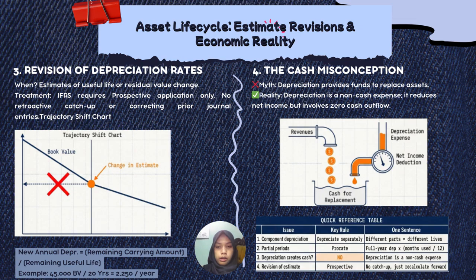Lastly, I will give a quick reference table in the corner. It tells about the key rules. First, component depreciation means different parts have different useful lives. Partial period depreciation is prorated based on months used. Depreciation does not create cash, and changes in estimates are applied prospectively.